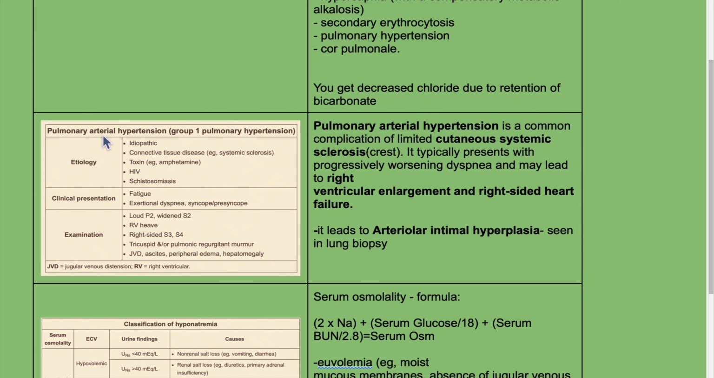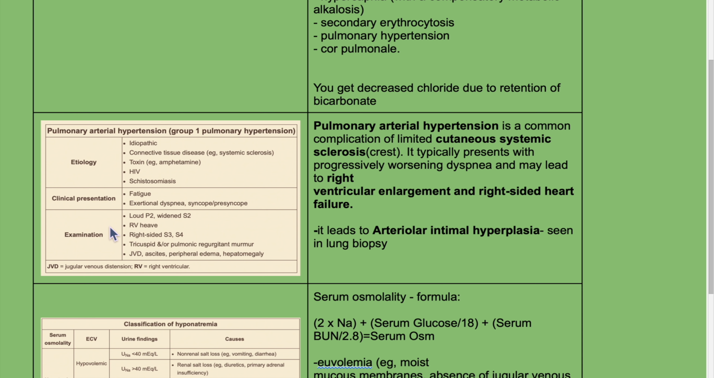Pulmonary arterial hypertension, group 1 pulmonary hypertension. Etiology is idiopathic, connective tissue disease, toxin, HIV, schistosomiasis. Clinical presentation is fatigue, exertional dyspnea, syncope, pre-syncope. Examination would be loud P2, wide S2. You should know from Step 1 that if there is a loud anything, it has to do with the pulmonary aspect of the artery.